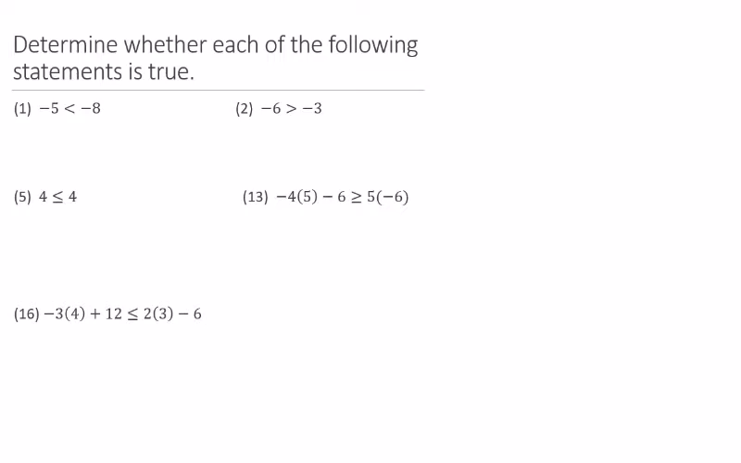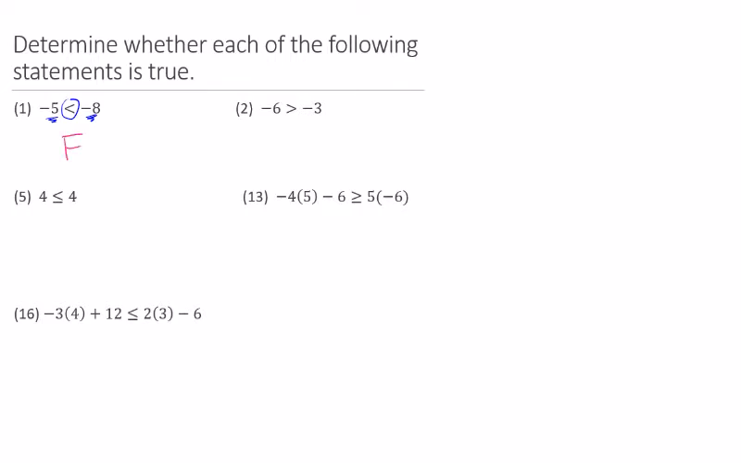Determine whether each of the following statements is true. Basically we're looking to see if the inequality is pointing to the smaller number, and opening to the bigger number. Here, this is claiming that -5 is less than -8. Is that true? The answer is no. -8 is less than -5. I'd rather owe someone $5 than owe them $8. Owing someone $8 is more in the hole than owing them $5. So this is false.